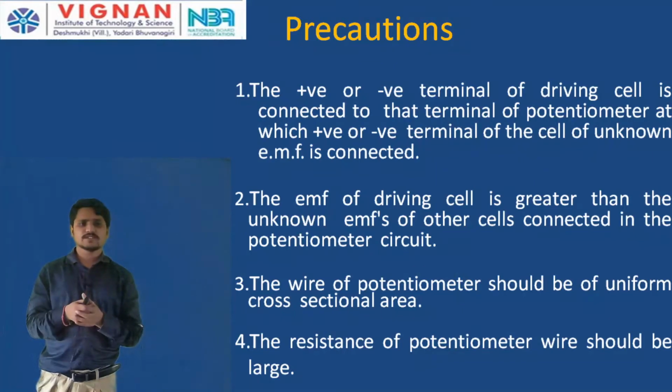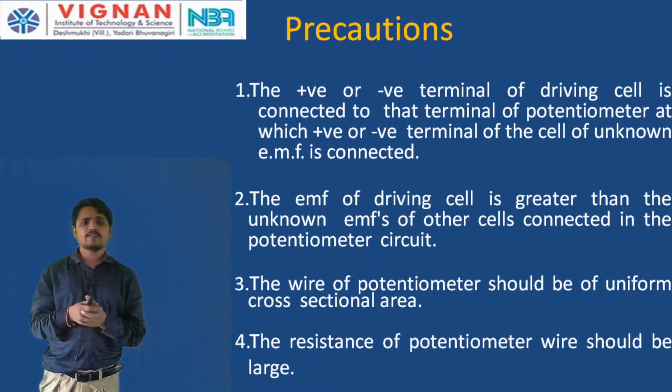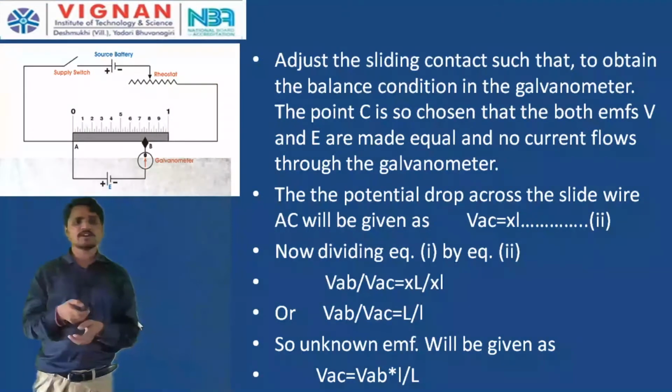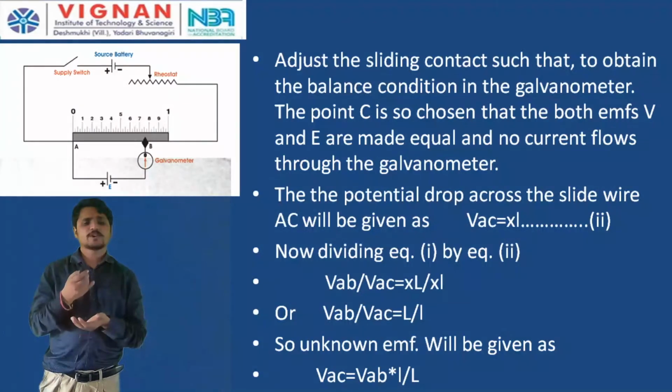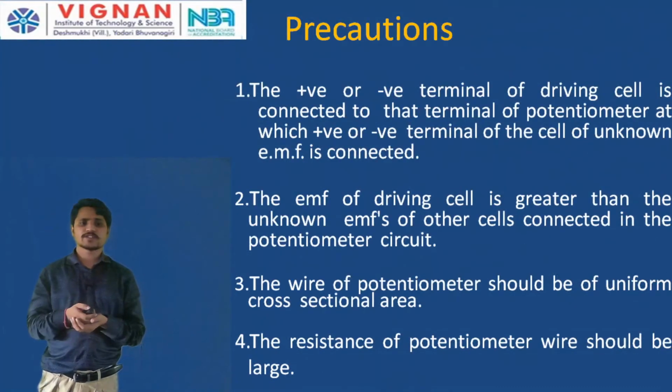The next precaution of this experiment is that the EMF of the driving cell must be greater than the EMF of the unknown cell. That means whatever unknown voltage of the cell we are measuring, this voltage must be less than the source voltage. Then only it is possible to measure the unknown EMF. The driving cell, that is the source voltage or battery, must have a voltage greater than the unknown voltage we are measuring. That is one of the precautions.